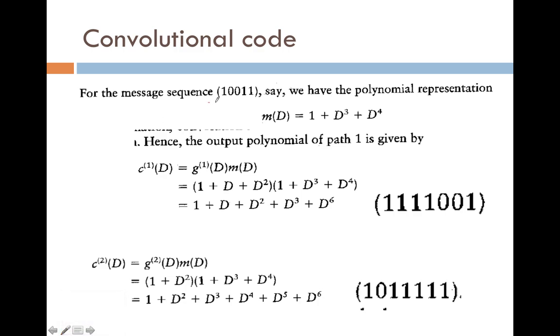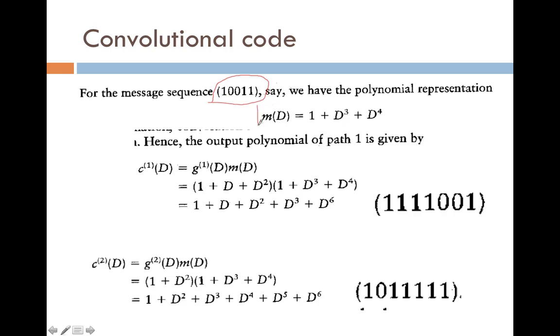Consider a message sequence 1 0 0 1 1, and we have to write this message sequence in terms of a polynomial. Here the length of the message sequence is 5. So when you start with d power 0, the final one is d power 4.